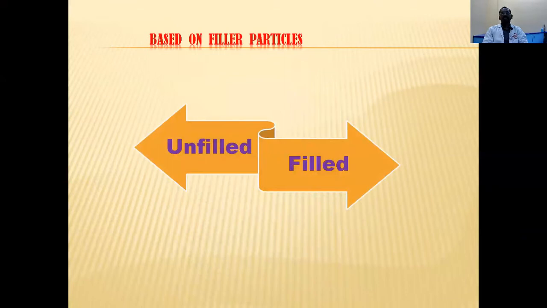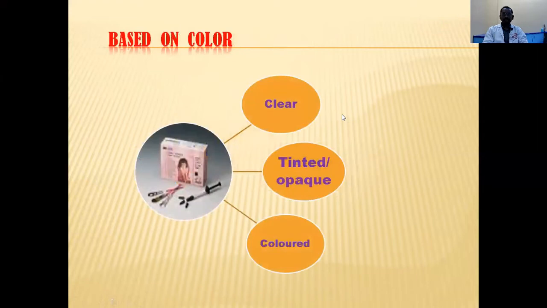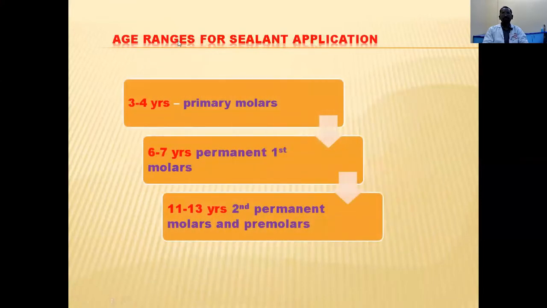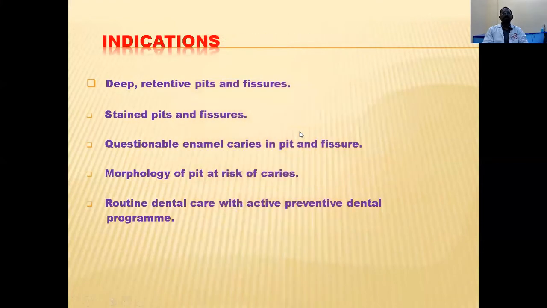Based on the filler particles, it is classified as unfilled or filled. Based on the color, it is classified as clear, tinted or opaque, or colored. Based on the curing mechanisms, it is classified as autopolymerized or light cure. According to the age ranges of sealant application, at 3 to 4 years primary molars are indicated, at 6 to 7 years permanent first molars are indicated, and at 11 to 13 years even the second permanent molars and premolars are indicated.